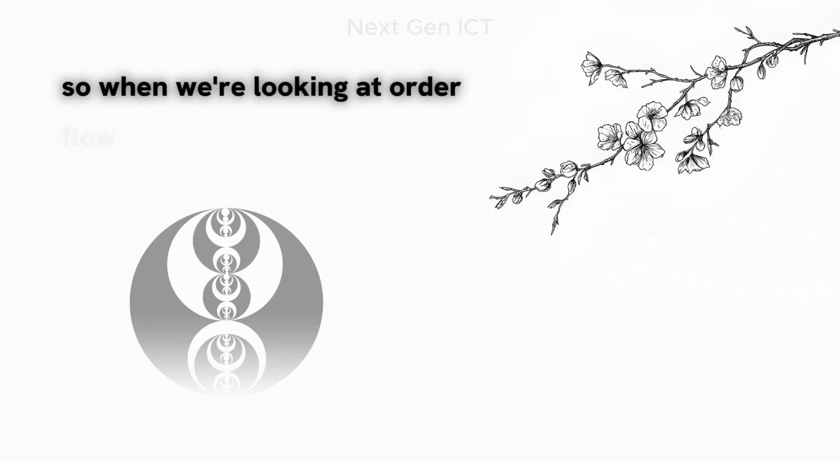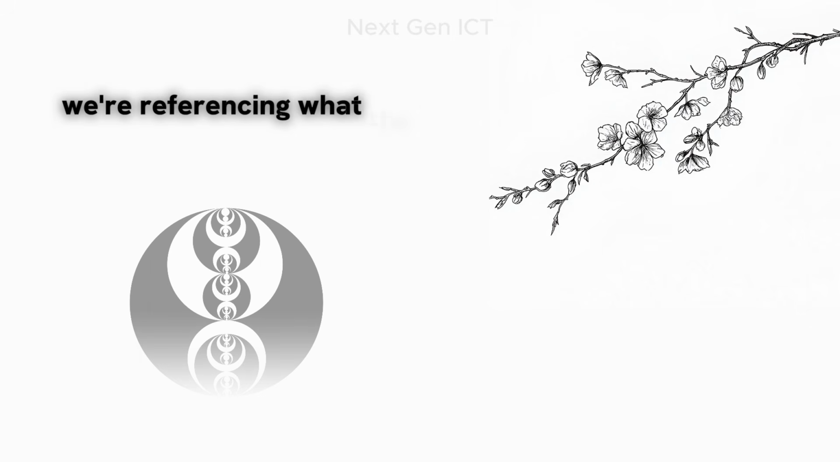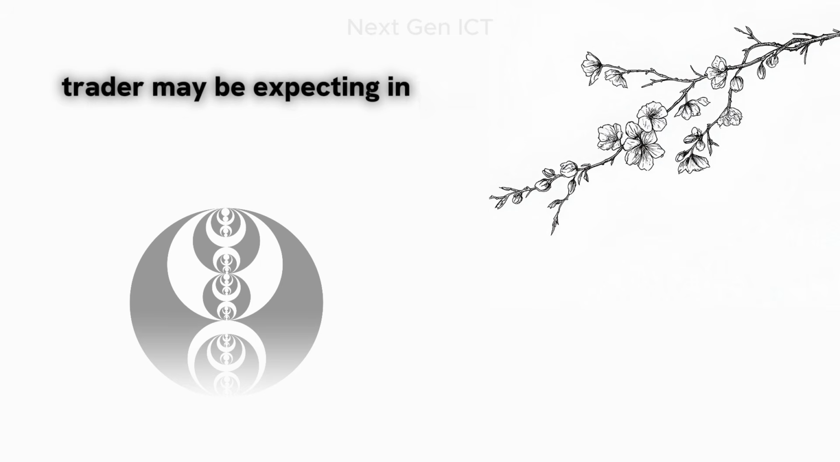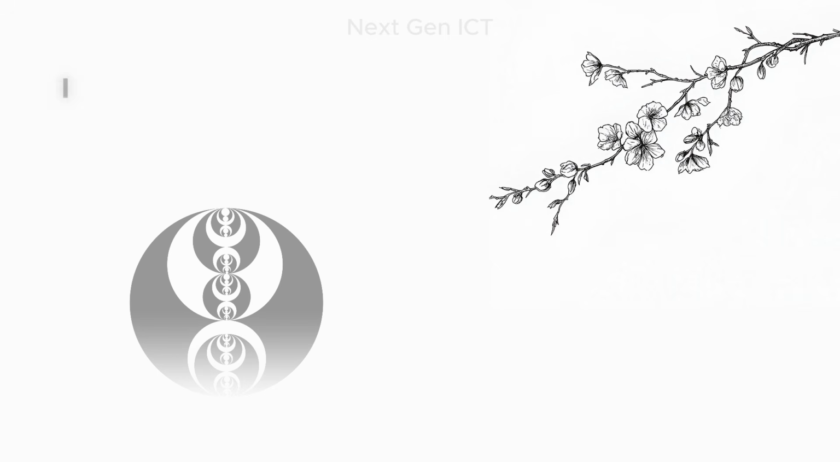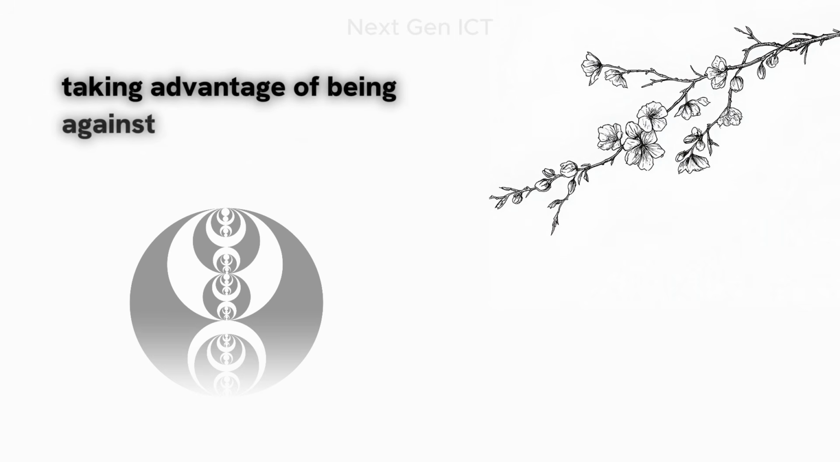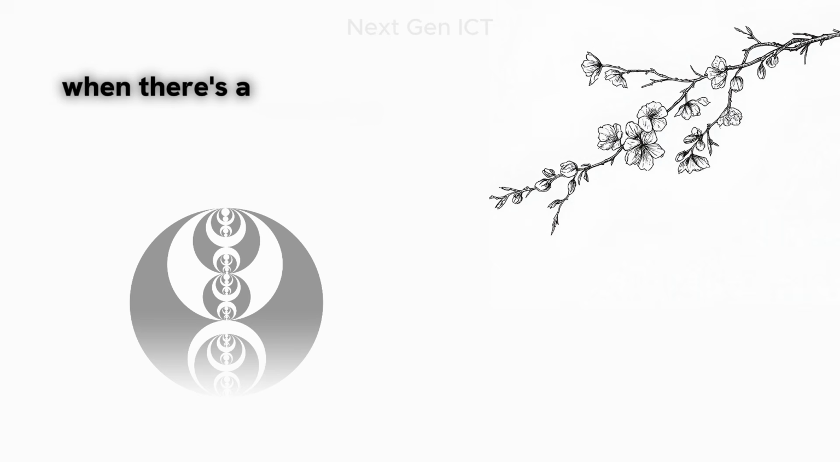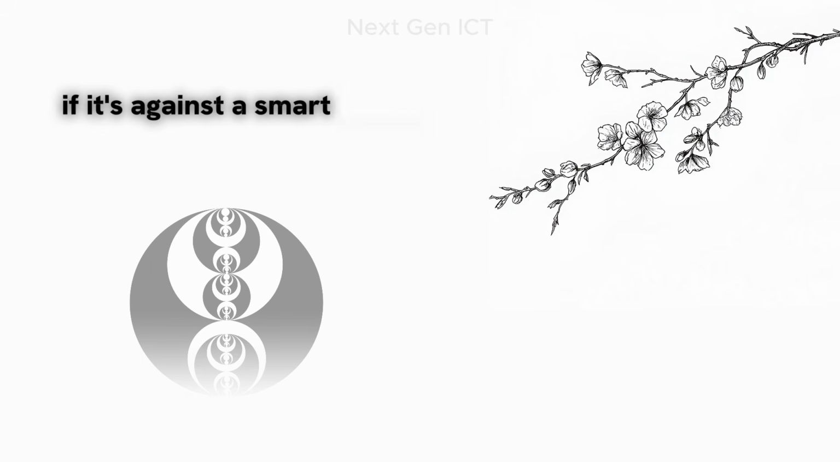So when we're looking at order flow, we're referencing what the retail trader may be expecting in price action based on what books and theory they use, what price patterns they're looking for, like bull flags and head and shoulders and stuff like that. We don't like those patterns. I am teaching you not to draw any affinity for those things except for taking advantage of being against that principal idea. When there's a wrestling match between smart money and retail price patterns like that and harmonic patterns and things like that, they will lose. They will lose every single time if it's against a smart money idea.